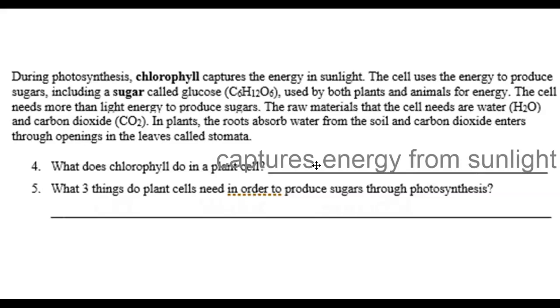What 3 things do plants need in order to produce sugars? What are the requirements? What are the raw materials? Well, we know they need sunlight, but there are some atoms you need. To build this large glucose molecule, you need the carbons, hydrogens, and oxygens. Where do they come from? Carbons come from carbon dioxide in the air. Water gives us the H2O, which provides the hydrogens and oxygens, and sunlight is what gives the plant the energy to produce the glucose.